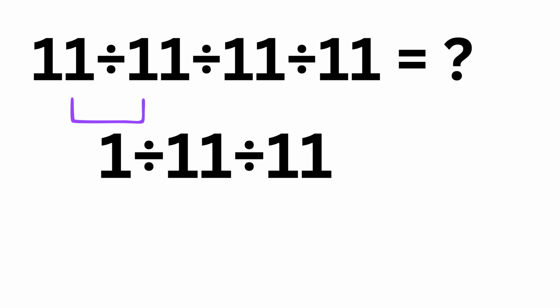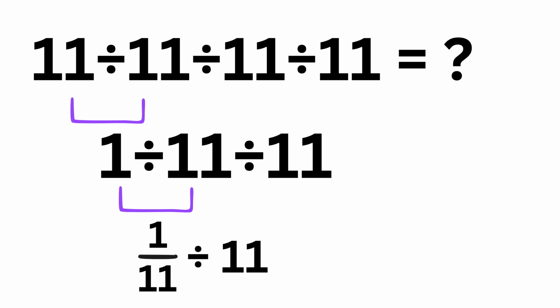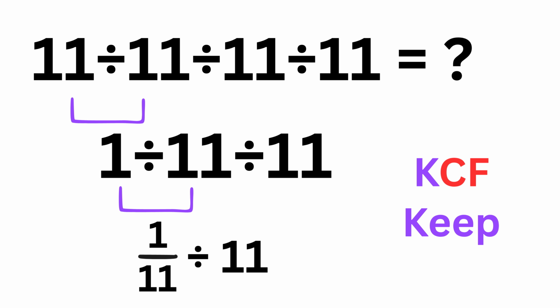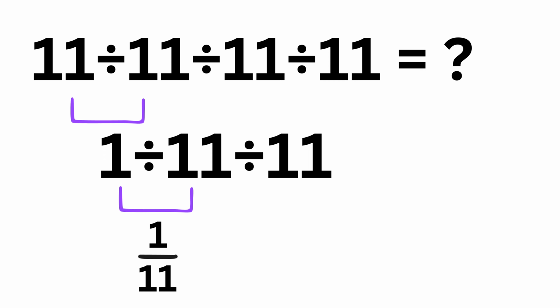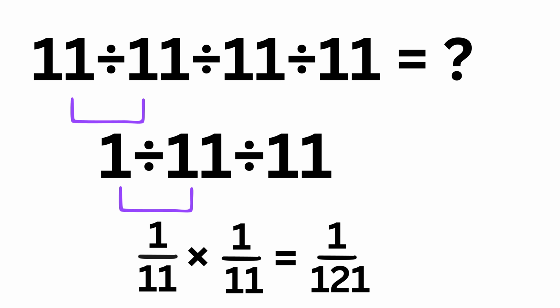Now we have to do this division. 1 divided by 11 can be written as 1 over 11, then divided by 11. Now, according to the KCF rule, K stands for keep, C stands for change, and F stands for flip. We keep the first fraction, change division to multiplication, and flip the second fraction. So we get 1 over 11 multiplied by 1 over 11, which equals 1 over 121.